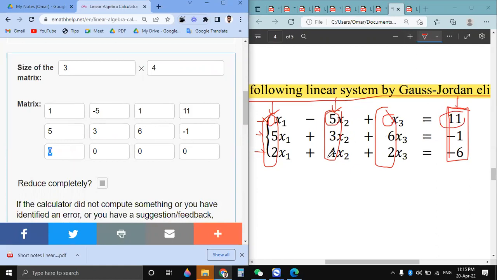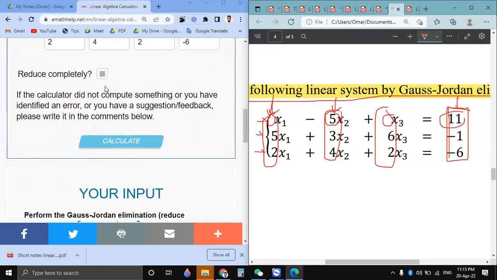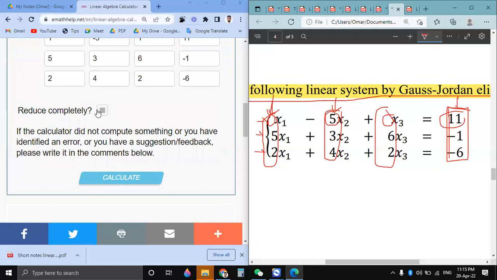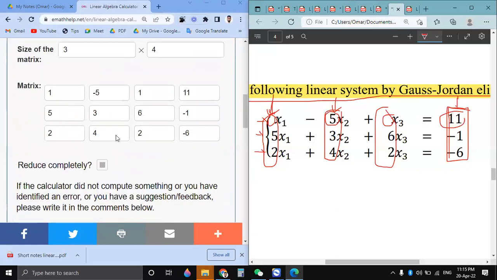And here will be 2, 4, 2, -6. So I have taken the coefficients: 1, -5, 1, 11, 5, 3, 6, -1, and then 2, 4, 2, -6. Okay, so you have to check mark here. We are going to reduce it completely. I mean, we are going to find the RREF form.